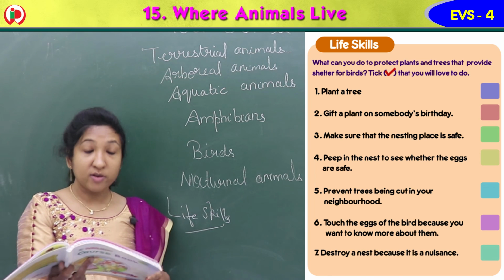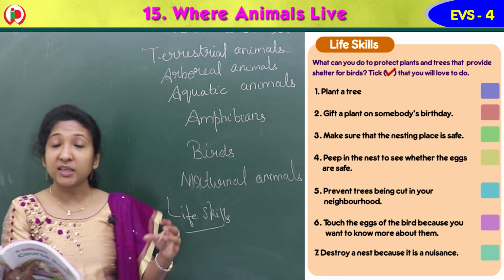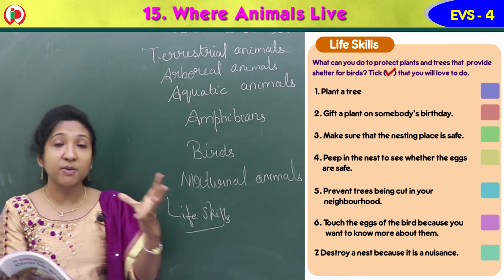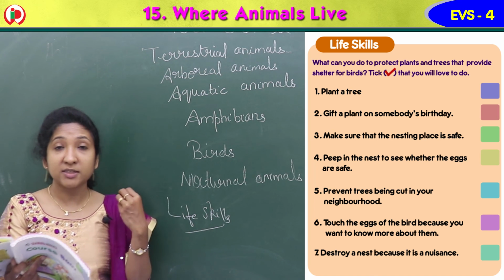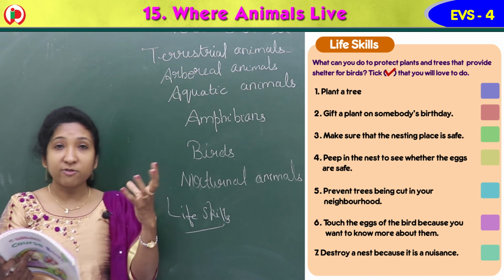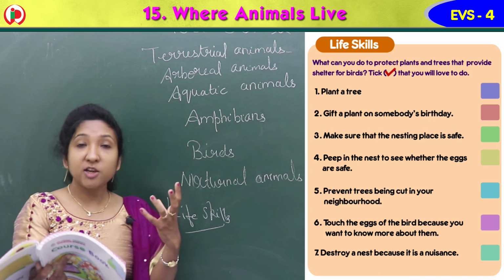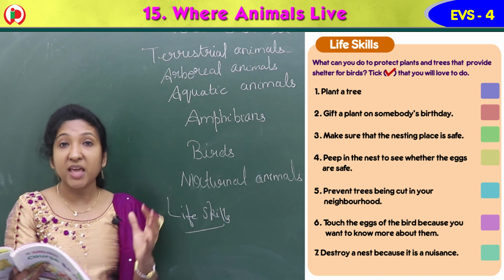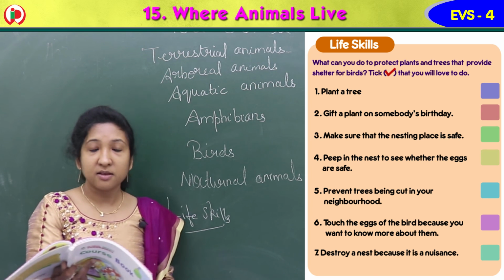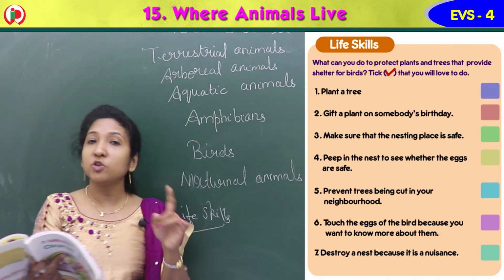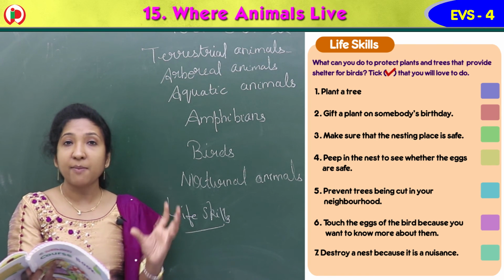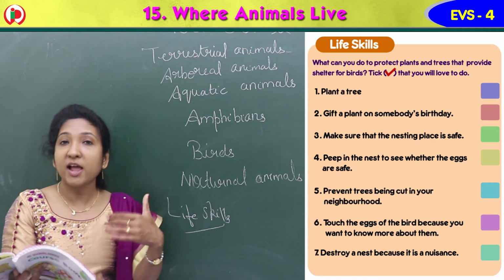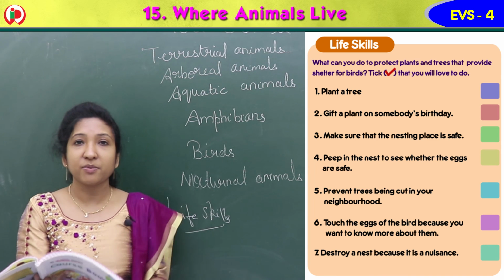Destroy a nest because it is a nuisance. You are thinking it will cause disturbance for you, because of the sound and all. Will you destroy the nest made by a bird? If you do, put a tick. If you won't, just cross it. So in this, there are many points they have given. Among these points, the things you love to do, you have to make a tick. Okay, children?